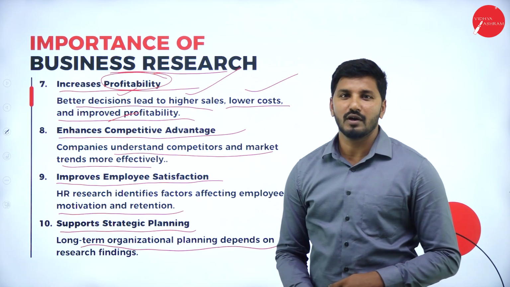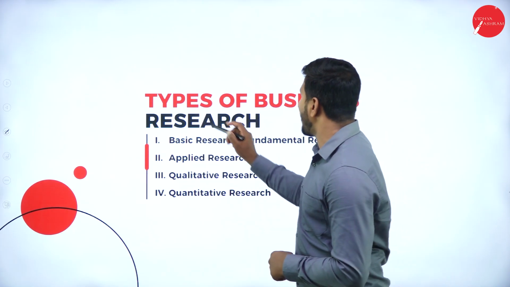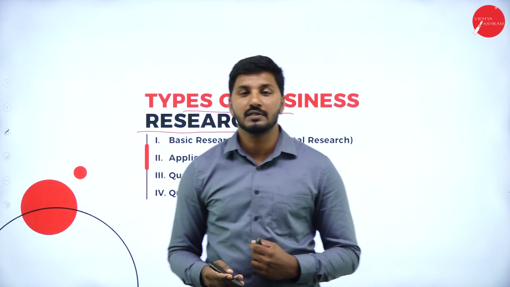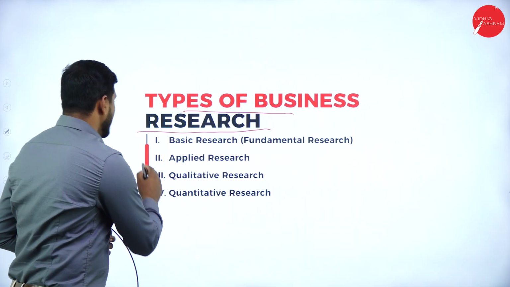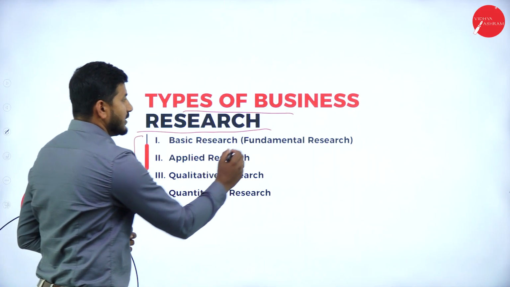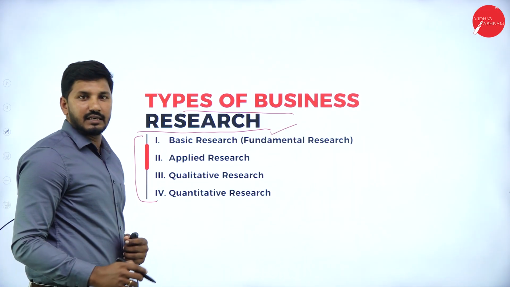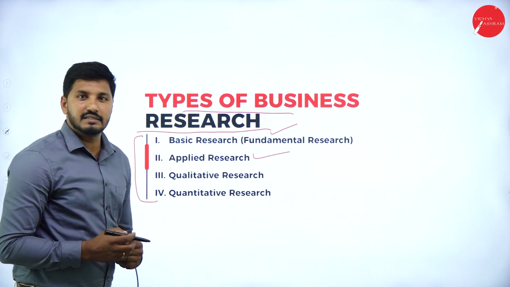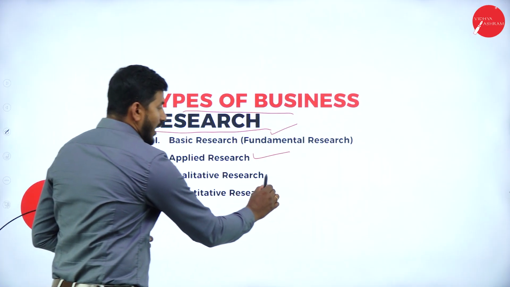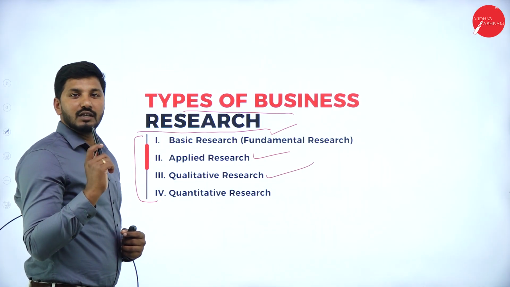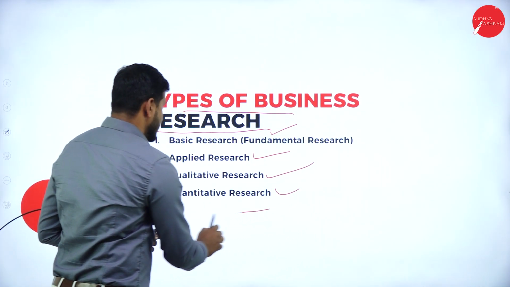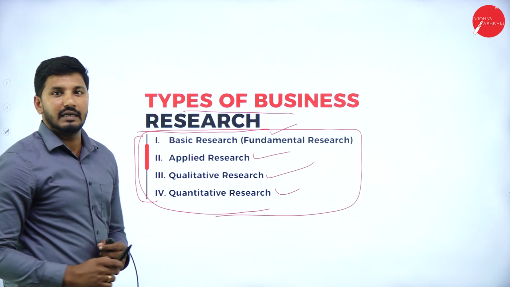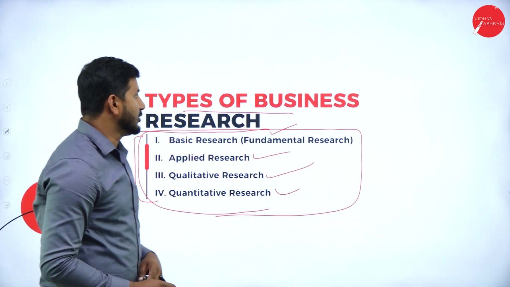So then next one, we are moving on to the types of business research. We will be having several research types. Based on that, we'll be having four important research types here. One, basic research, a fundamental research. The second one, applied research, the third one, qualitative research, and the fourth one, quantitative research. So based on this, the major research tools will be included. So then we can get into them one by one.